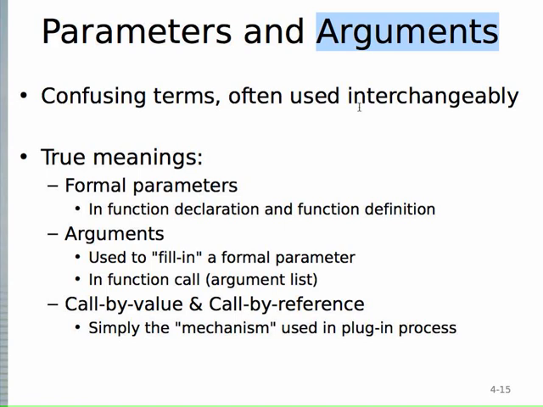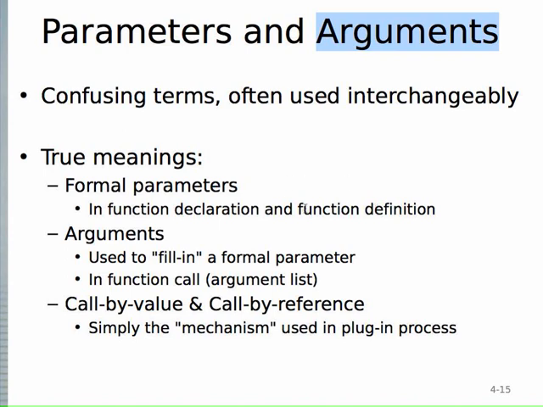Unfortunately, they're often used interchangeably. So what are the true meanings? Parameters. When you talk about a function and it has some inputs, we call those formal parameters. That is, you're giving it a formal name, and that's what appears in the function declaration, if you give it names. You don't have to in declarations. And in the definition, sure, you need names for each of the parameters, and those are formal names of formal parameters. So that's what you want to think of.